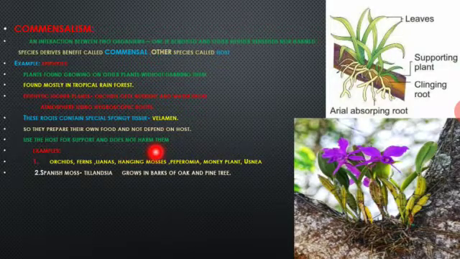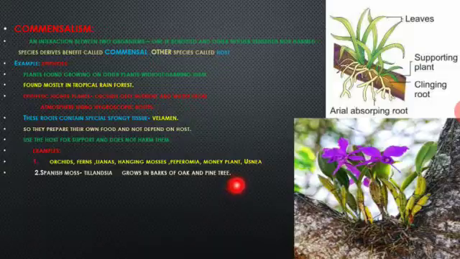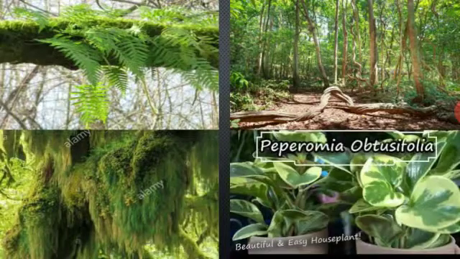So it doesn't harm them. Okay. So such types of plants are called epiphytic plants. So here they have been given some other examples: orchid, ferns, lianas, hanging moss, Peperomia, money plant, Usnea, and the Spanish moss named Tillandsia that is growing on the pine tree as well as oak tree. Okay. So here they have given some of the examples.